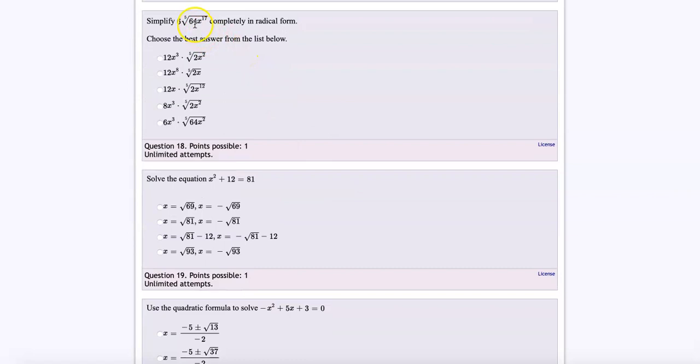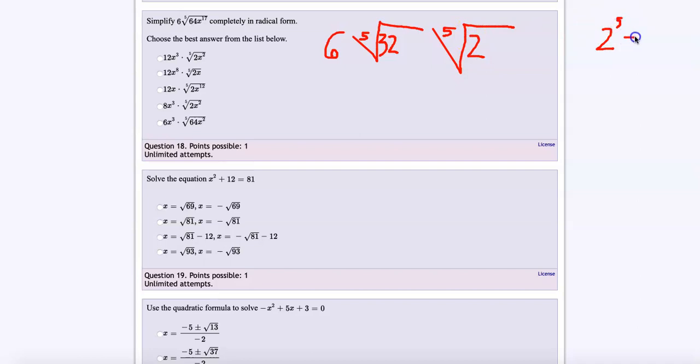Number 18, we want to simplify this one completely. So we're looking at 6 times, and here we have the 5th root of 64, and I'm going to split up the 5th root into 2 5th roots. Okay, so 64 is actually 32 times 2. And 32 happens to be 2 to the 5th power. So here's something to note. 2 to the 5th power is equal to 32. It's a good handy thing to memorize.